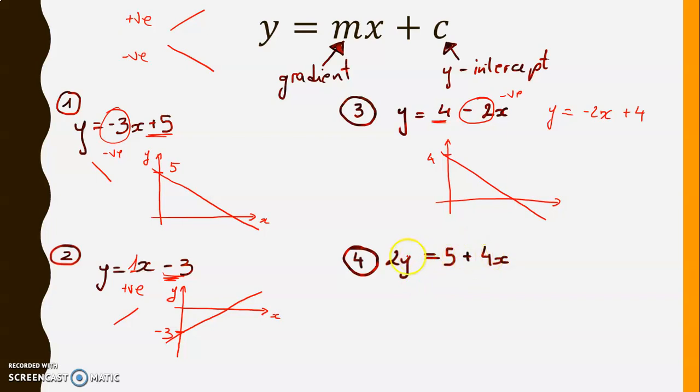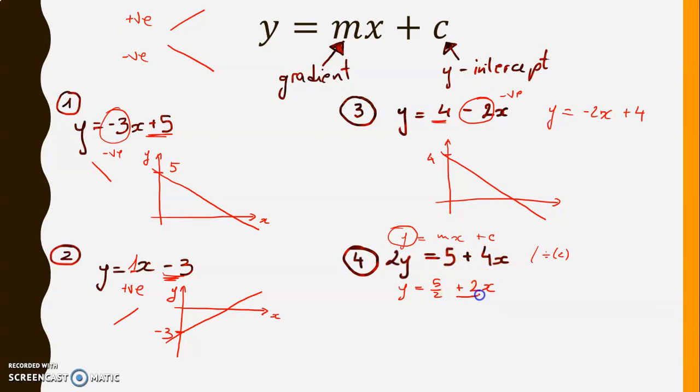Then, this example, 2y equals 5 plus 4x. We want actually the form y equals mx plus c. What is important here to note is that y is on its own. So we want to make y the subject. How do we get rid of this 2? Simply by dividing everything by 2. So we end up with y equals 5 over 2 plus 4 over 2, which is 2x.